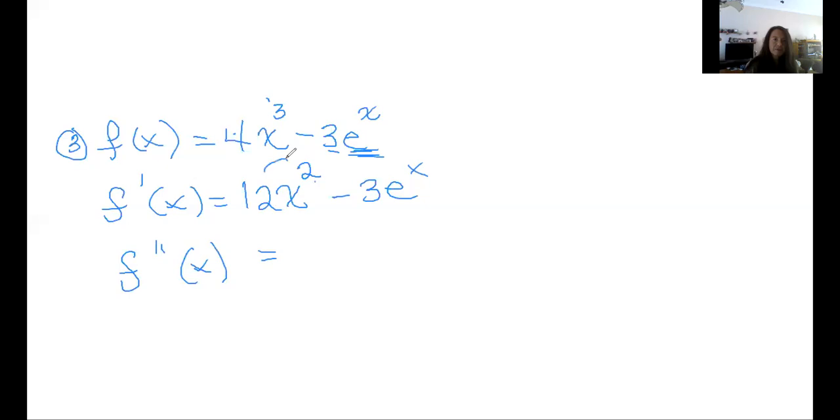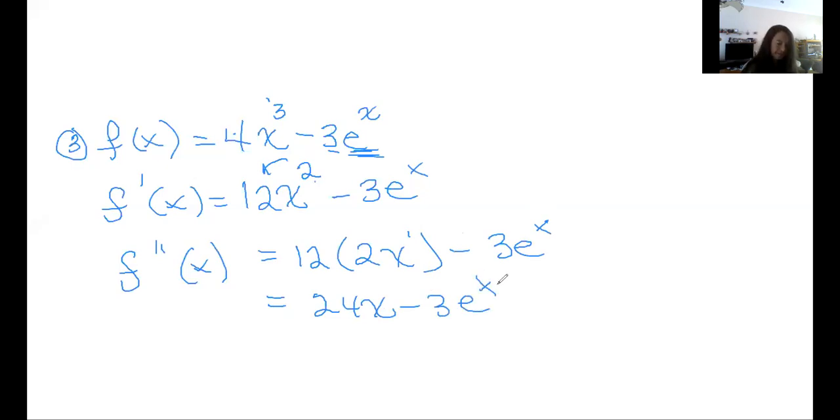If I wanted to take the second derivative of that, I'd go ahead and use the power rule again, multiply, which is really this. I'm going to write it out for you. 12 times 2x to the first power, just in case you didn't trust my first one, and then minus 3 e to the x. And that would equal 24x minus 3 e to the x. All right, so I just wanted to check that, make sure it's good.